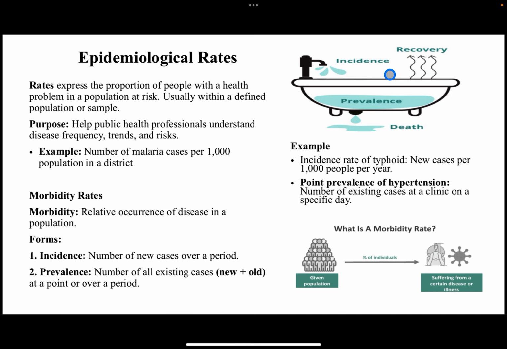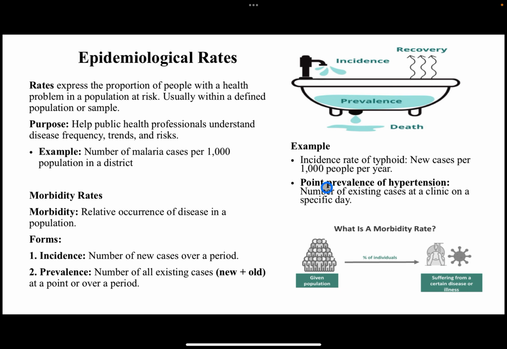So morbidity rate is just the relative occurrence of disease in a population, and we have two forms of it, incidence and prevalence. Incidence is the number of new cases over a period of time. Prevalence is the number of existing cases, that is new cases plus old cases at a point in time or over a period. For example, incidence rate of typhoid fever is new cases per 1,000 per year. So we are just looking at new cases of typhoid fever.